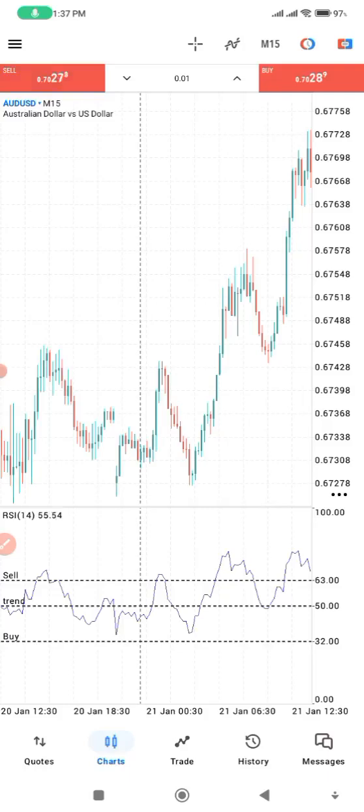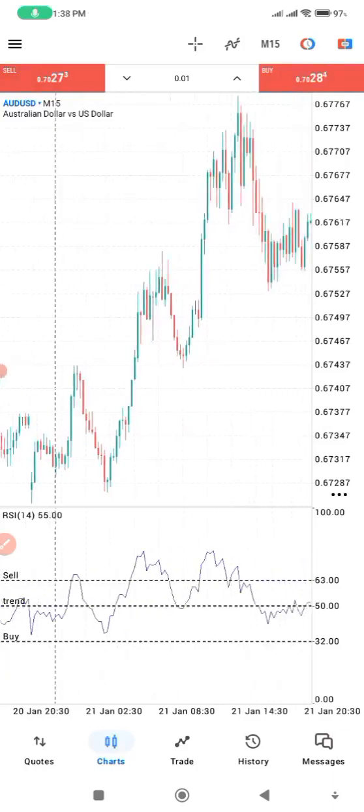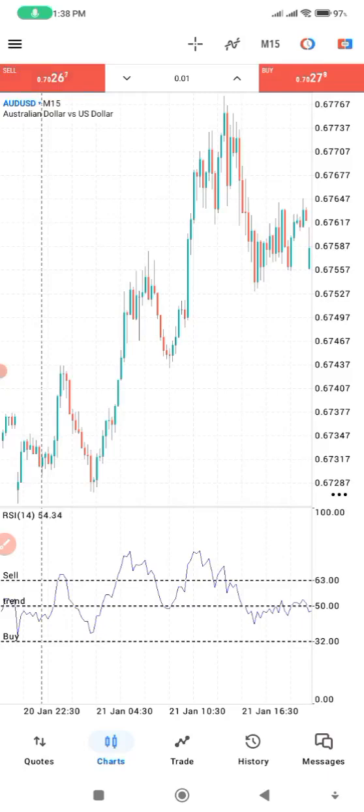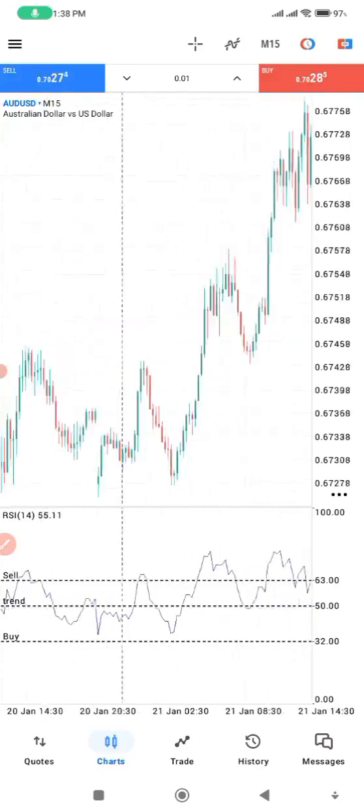Similarly, for a selling opportunity, you look for a reading above the 63. When the RSI falls back below the 63, it might indicate a good time for you to sell. Anyways, confirm this signal with price action or candlestick formation patterns to increase the reliability of the strategy. That is why I said I will show us the pitfall.